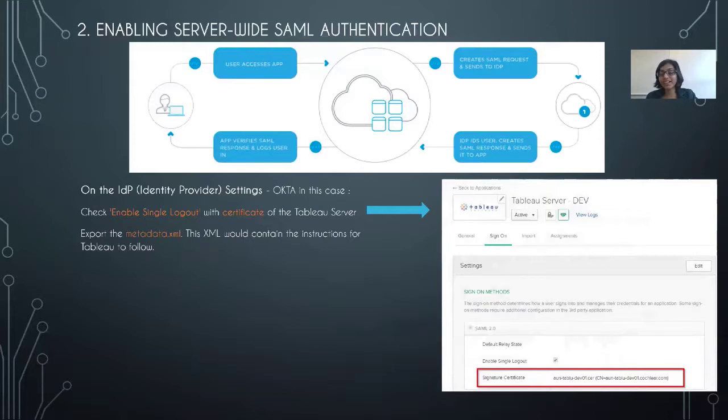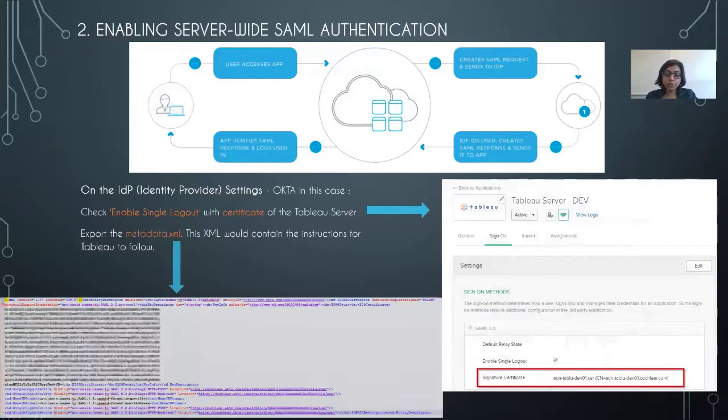It got cropped in the screenshot, but when you do an export metadata, it will generate a metadata file with all the instructions that Tableau has to follow to get this up and running, to send a SAML request, to receive a SAML response, and where to go when you have to log out and how to log in, etc. So you get this metadata XML from your IDP, and also the IDP certificate that you would later put into Tableau. So this is on the IDP side.